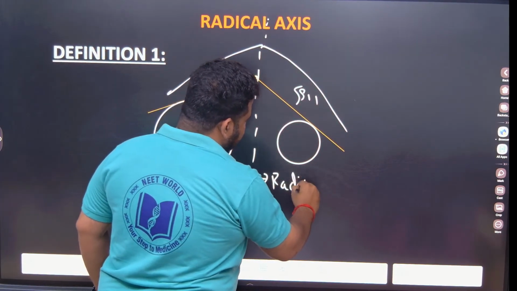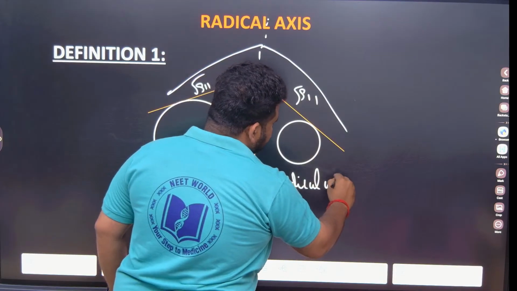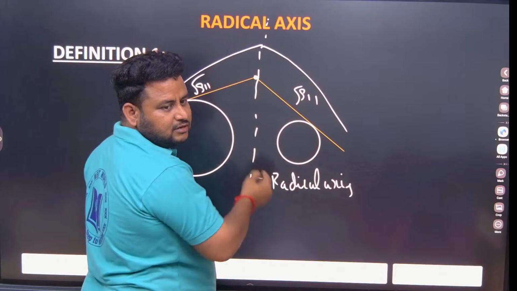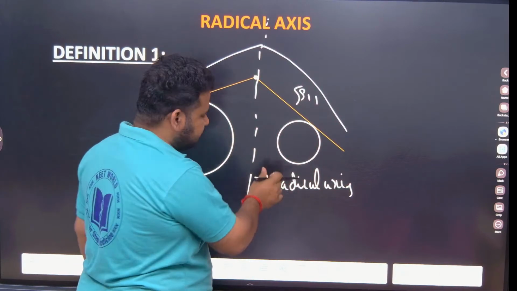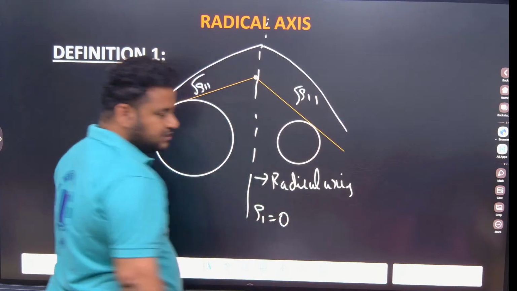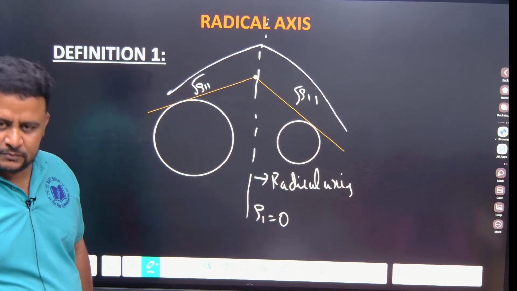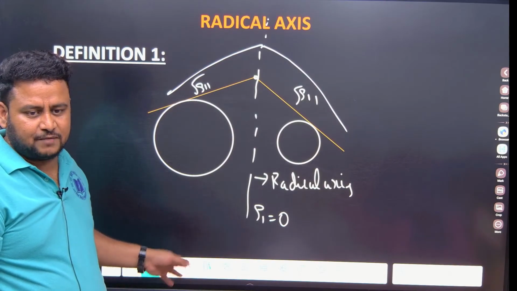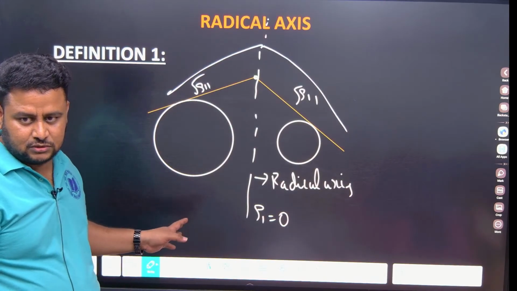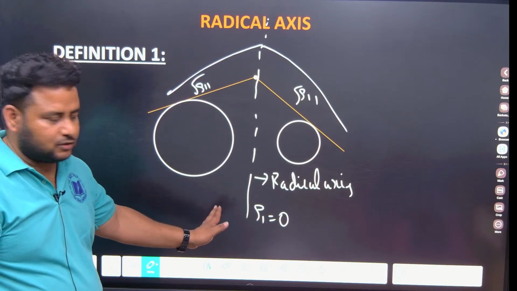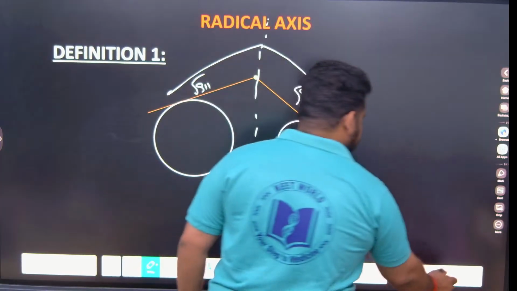Radical axis. And each of these points is called the radical center. I will discuss radical center again. Now this is called the radical axis, and it is given by S1 minus S2 is equal to 0. Equation of tangent is S1 is equal to 0, equation of common tangent is S1 minus S2 is equal to 0. Like this you have to revise. Radical axis is given by S1 minus S2 is equal to 0.